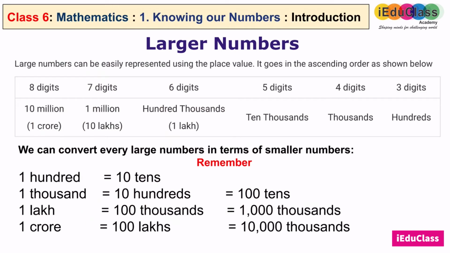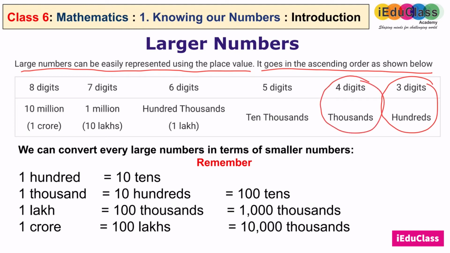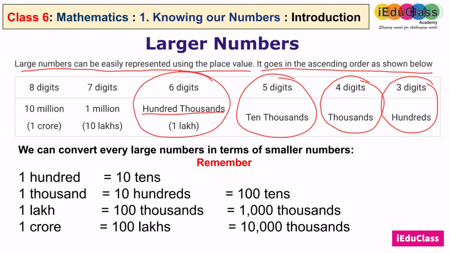The next topic is larger numbers. What are larger numbers? Okay, I have written something here. Large numbers can be easily represented using place value. It goes in ascending order as below. Let's see, a 3-digit number is called 100, a 4-digit number is called 1000, a 5-digit number is called 10,000, a 6-digit number is called, in the international system, 100,000, in the Indian system it is called 1 lakh.